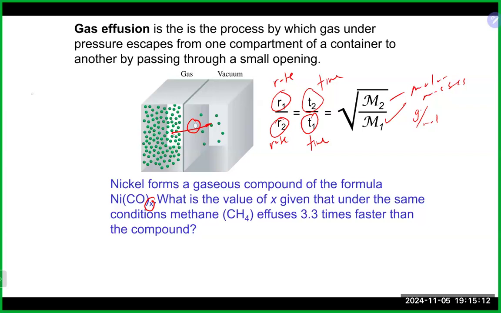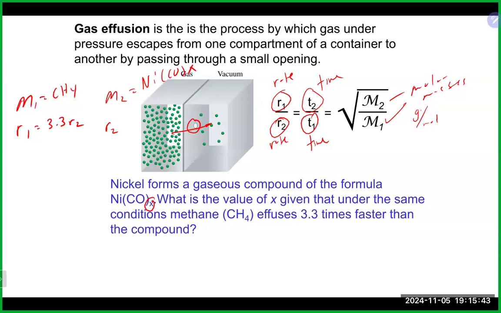So you have M1 and R1, and you have M2 and R2. I'm going to go with M2 being my nickel compound that I don't know. That means M1 is going to be my methane, and it doesn't really matter which one you do as long as you keep them together. I know that R1 is methane, which is 3.3 times as fast as R2, right? So that's what that says.